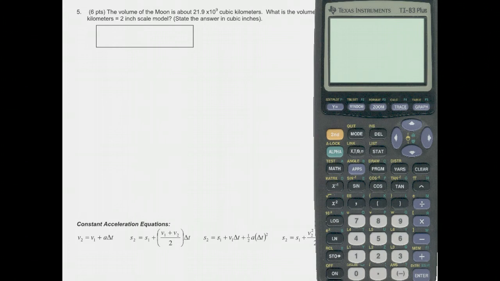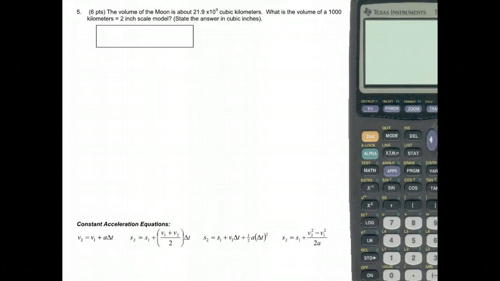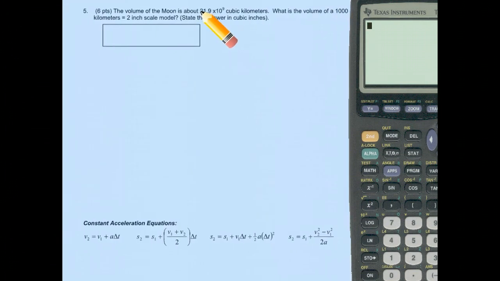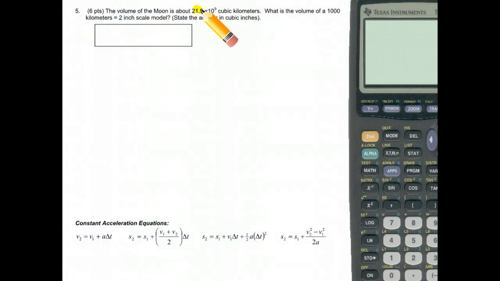bunch of conversions. So we're given the volume of the moon in cubic kilometers, and we want to determine the volume of a 1,000 kilometer equals 2-inch scale model and give the answer in cubic inches. Okay, so we're creating a small model of a large object. So we're scaling that volume down by 1,000 kilometers equals 2 inches.